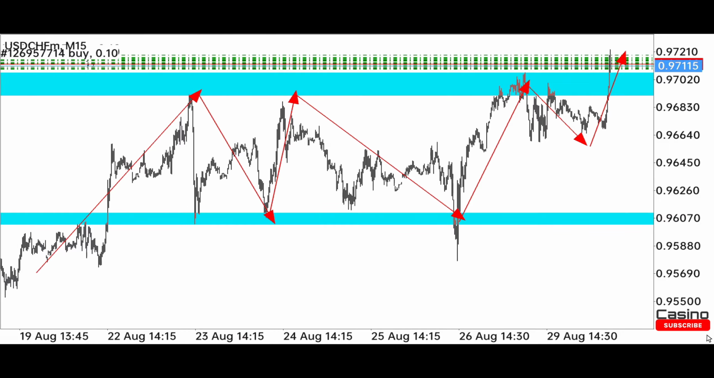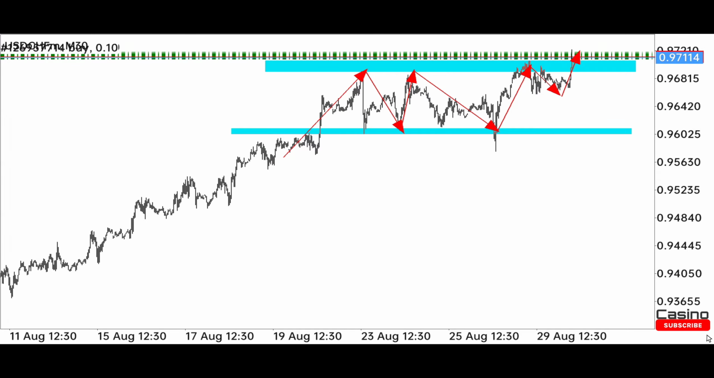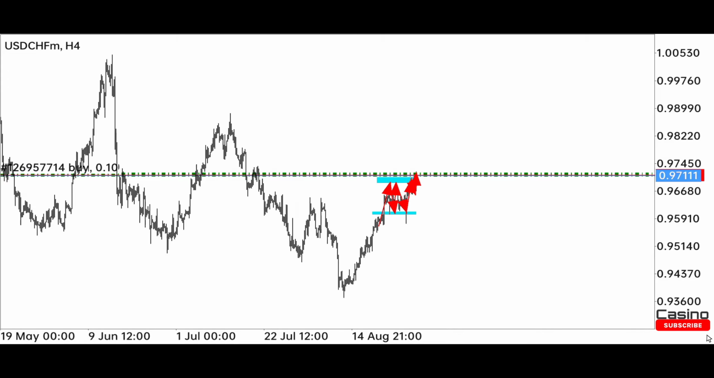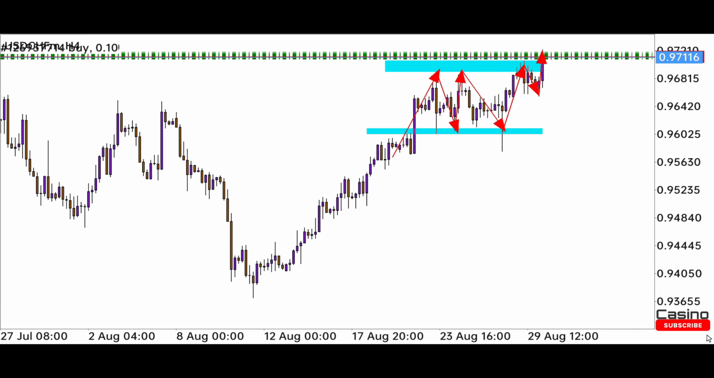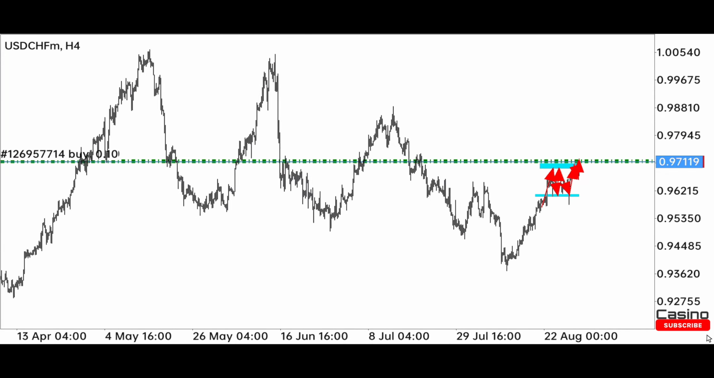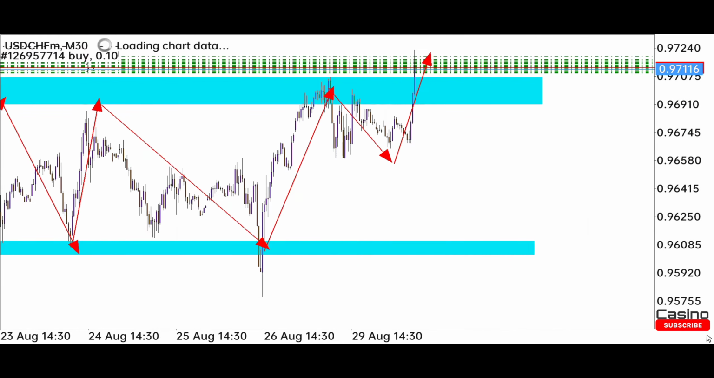Guys, let me tell you that there is no 100% strategy in the market. If there was a 100% strategy, he would be the richest person in the world, but no trader is the richest person in the world. If we analyze the market on the 4 hour time frame, then the market was in a strong uptrend since early August. The consolidation was happening for the last few days and today it gave a breakout.